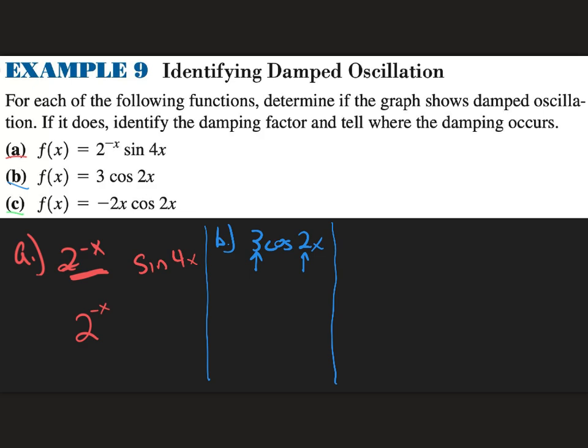Okay, let's look at C. Negative 2x times the cosine of 2x. This is damped oscillation, and our damping factor is negative 2x. So yes here, and yes here, and no there. And you can graph these and prove it just by looking at the graphs.